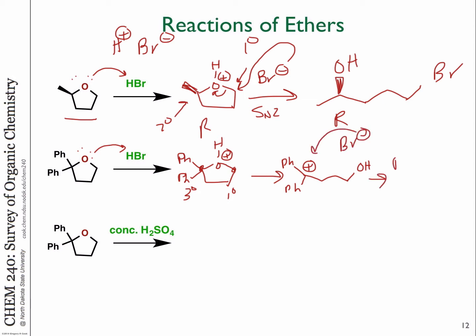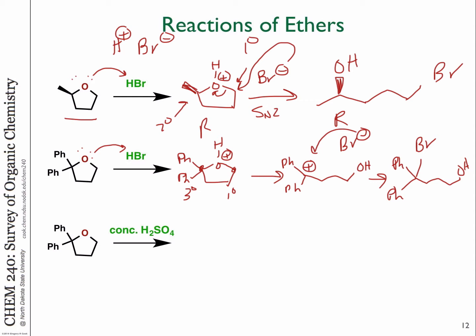The bromine can add. So what mechanism would this be? It's a substitution reaction, right? We've substituted oxygen for bromine. Two-step reaction where we first form a carbocation and then the bromine adds.